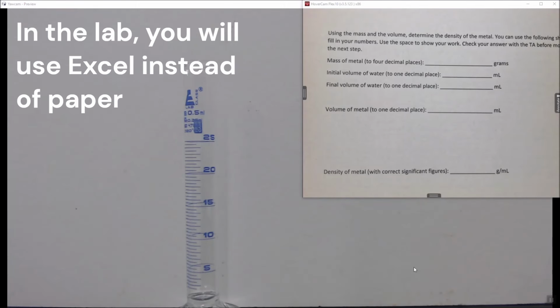Hi everyone, welcome to the General Chemistry 1 lab. In this video we're going to go over the steps that you're going to do in Experiment 1. And Experiment 1 starts with an exercise where you're going to determine the density of a metal.